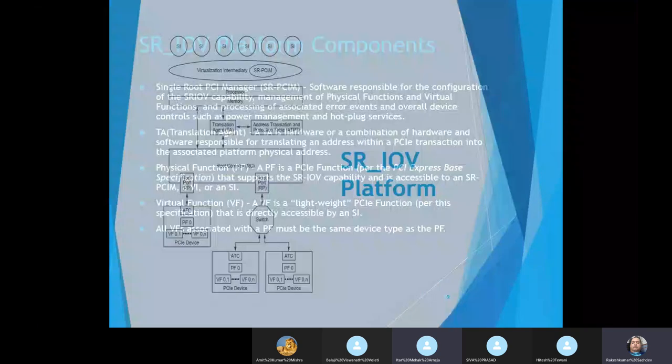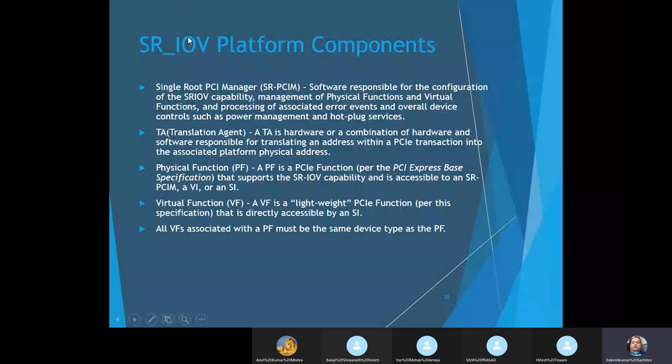Yes, Rakesh. Okay, now let's discuss the components of the SR-IOV platform. The first component is the SR-PCIM manager. It's nothing but a driver. It has the responsibility of figuring out whether the SR-IOV capability is there or not in the function, in the device, in the endpoint. This SR-PCIM driver only talks to the endpoint through the root complex. Its responsibility is to make sure the SR-IOV capability is present, to handle the physical function and virtual function requirements from the OS, and to handle error reporting by the virtual function. Anytime an endpoint reports a malformed TLP or an unsupported request, it will be forwarded to the SR-PCIM driver, which routes and handles it.